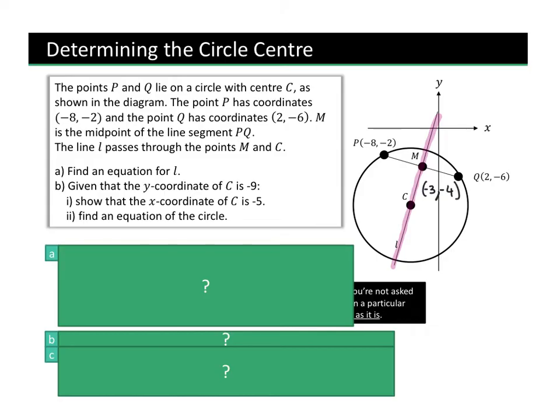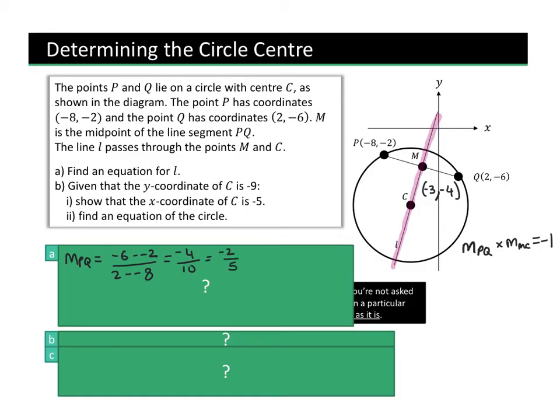We also know that to find the gradient, we need to find the gradient of the line PQ. And then we know the gradient of the line PQ, when we flip it and multiply it by minus 1, is going to give us the gradient of the line that M and C are on. Okay, so essentially the gradient of the line PQ and the gradient of the line MC, when multiplied together, are going to give us minus 1. So using PQ to find the gradient, we're going to have minus 6 minus minus 2 over 2 minus minus 8, which is minus 4 over 10, which equals minus 2 over 5.